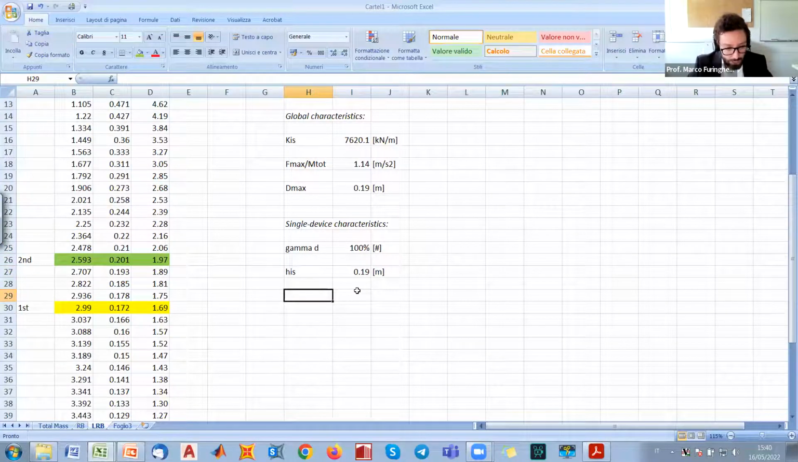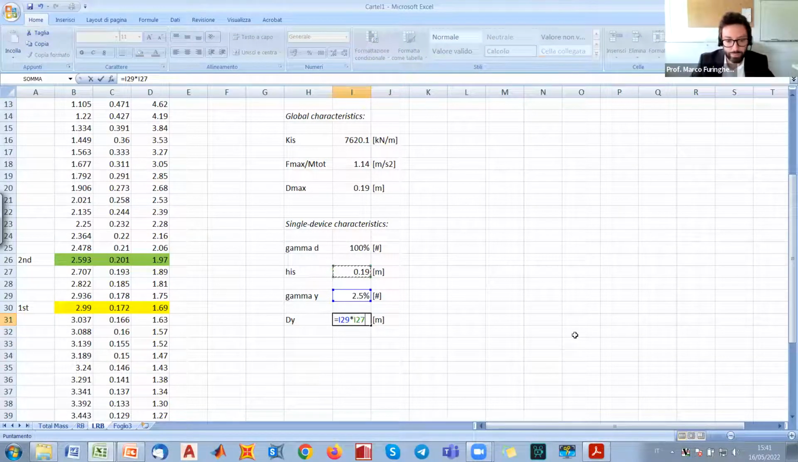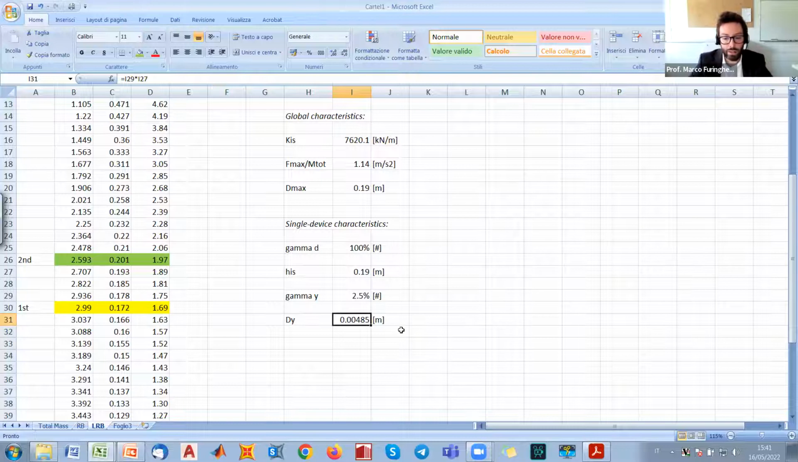Then we can compute gamma y, which is assumed as 2.5%, 0.025. So dy in terms of meters is equal to gamma y times the height. So you see approximately 5 millimeters of the yielding displacement.